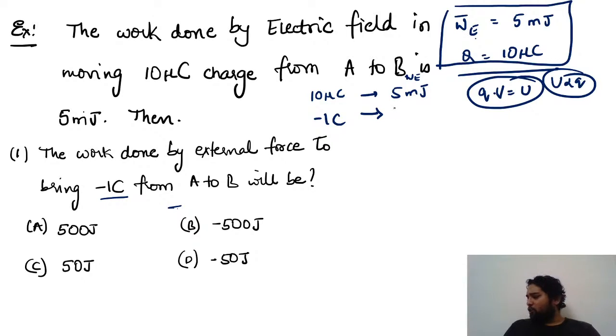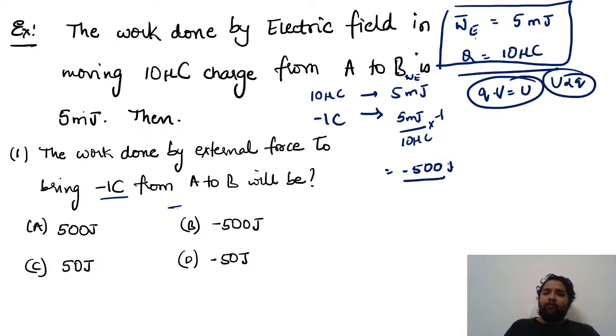By the unitary method you can solve it, right? By the unitary method, this will be 5 millijoules by 10 microcoulombs into minus 1, which is coming out to be minus 500. So work done for minus 1 coulomb by the electric field is minus 500 joules. Which means, what is the work done by the external force? We know the body will maintain constant velocity. If it's not given, it means that it's moving slowly, which means the velocity will remain constant.